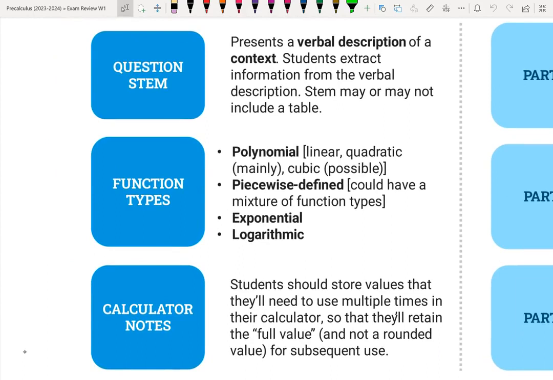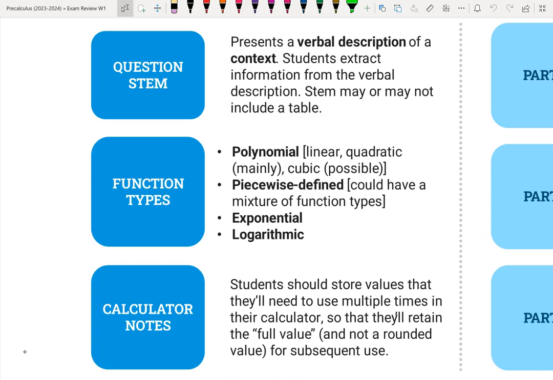The function types that we'll be looking at will be polynomial, mainly linear or quadratic, a cubic possibly, or you could have a piecewise defined function, which could have a mixture of different function types, exponential, or logarithmic. Different things that you'll need to do on your calculator.